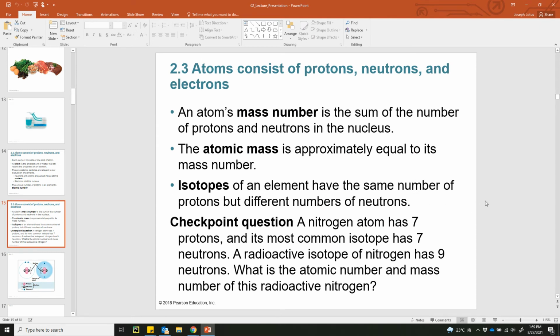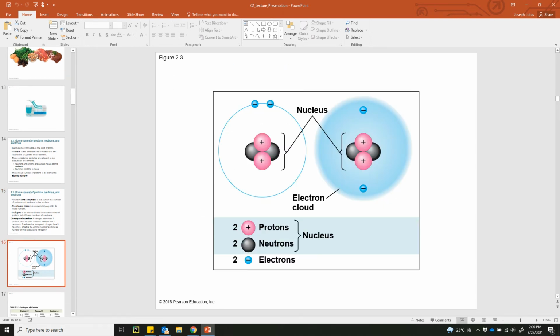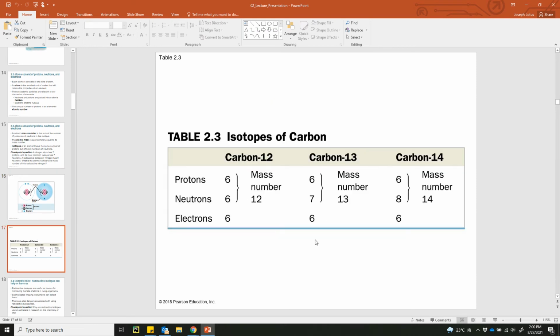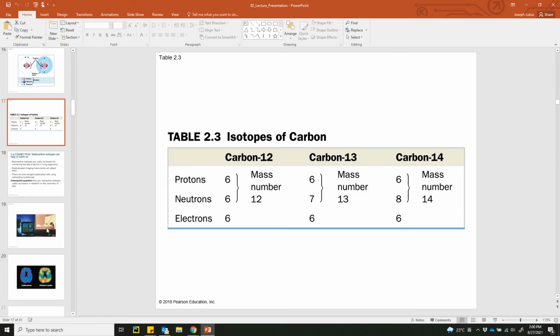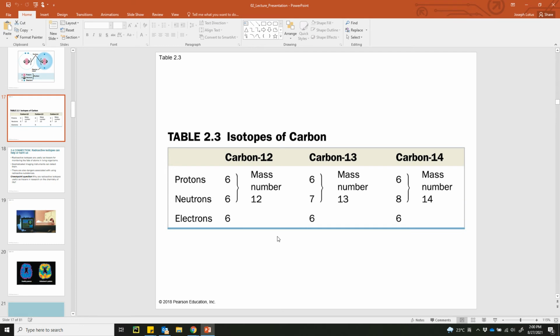For example, carbon. Carbon can be found in different forms. And in each of these forms, there could be a different isotope, which means that there are different types of carbon, and sometimes carbon has a different amount of neutrons. Let's look at carbon-12, carbon-13, and carbon-14. Carbon-12 has a mass number of 12 because it has 6 protons and 6 neutrons. Carbon-13 has a mass number of 13 because if you look at the neutrons, there's actually 7 neutrons instead of 6.